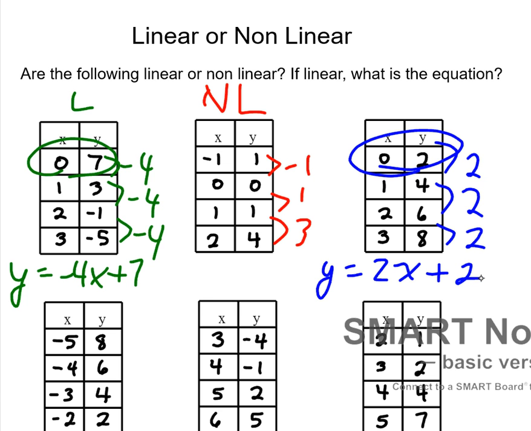By the way, you can always check if you're right by just substituting. Try 2 times 2 plus 2. What do you get? You get 6? Great, I'm right. Or 2 times 3 plus 2. Do you get 8? Yep, good, I'm right.